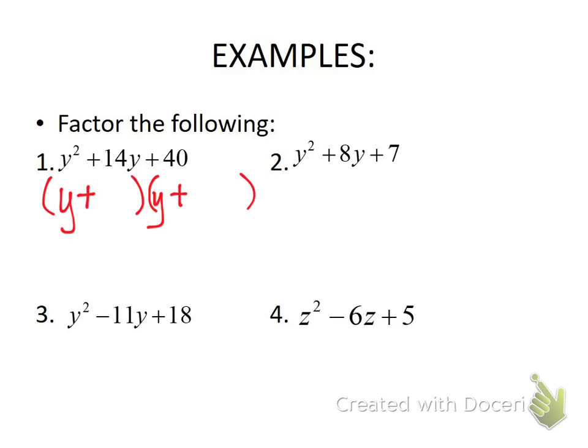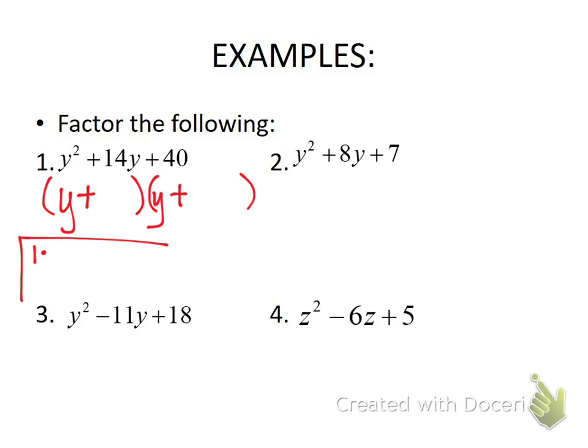Now comes the fun part. We need to list out factors of c. What is c on this problem? 40. So I need numbers that are going to multiply together to give me 40. What I recommend is going in some sort of order. So I like to start with 1 and work my way up.